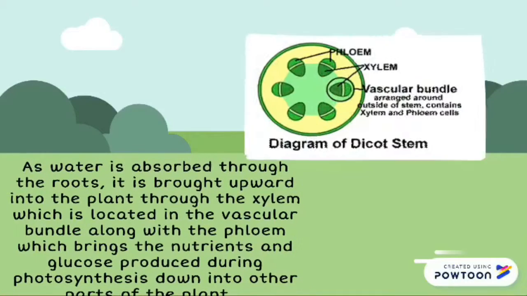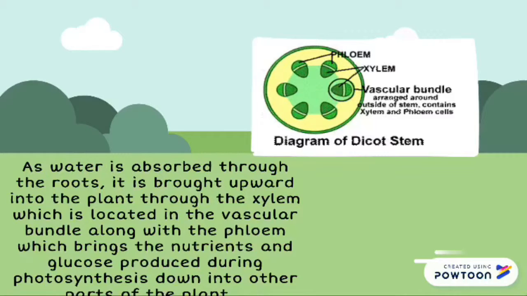As water is absorbed through the roots, it is brought upward into the plant through the xylem, which is located in the vascular bundle along with the phloem, which brings the nutrients and glucose produced during photosynthesis down into other parts of the plant.